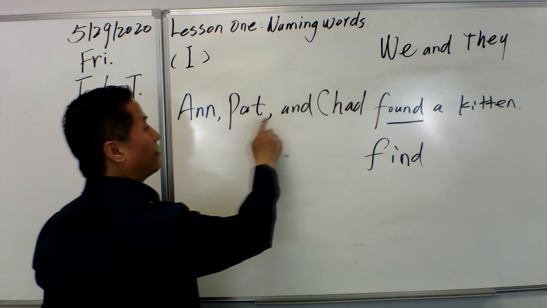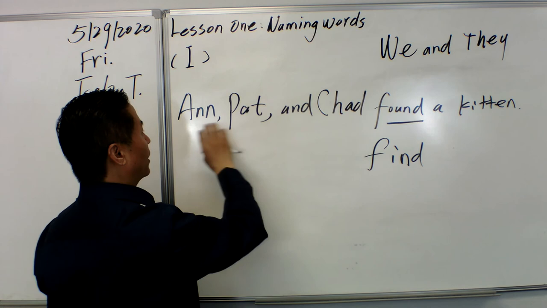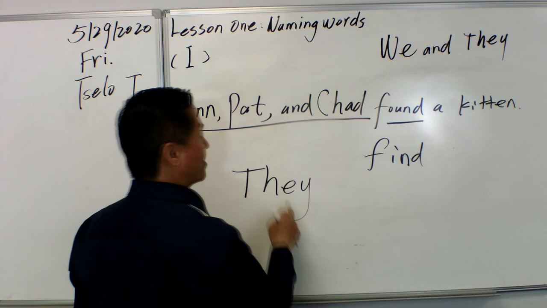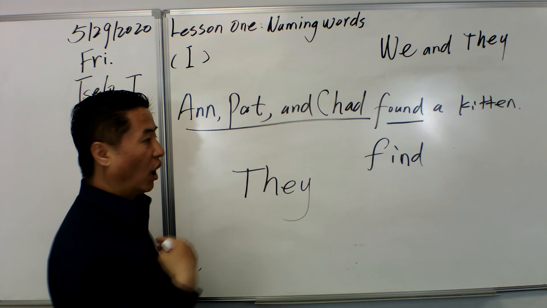Although we have three people involved in this sentence, how are we going to substitute the three people with we or they? Which one? 那你说我们用 we 还是用 they? 对了，so we're going to use they. They found a kitten. 因为这三个里面都没有我. All right, very good.